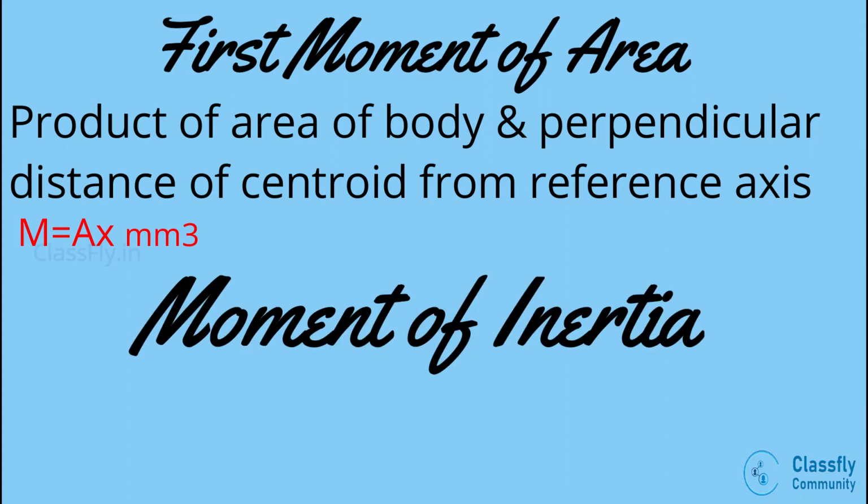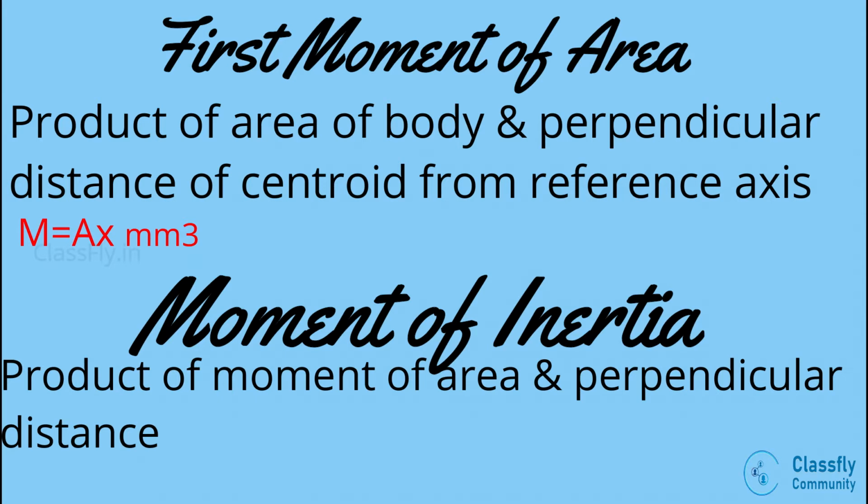Well, if the moment of area is once again multiplied by the same perpendicular distance, that is x, then the product of this is called moment of inertia, or also called the second moment of area. Hence, moment of inertia will be given by A x into x, which will be A x square.